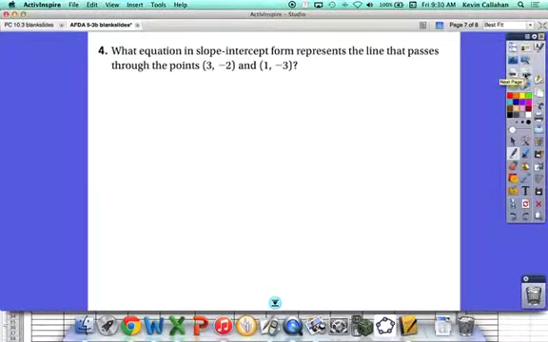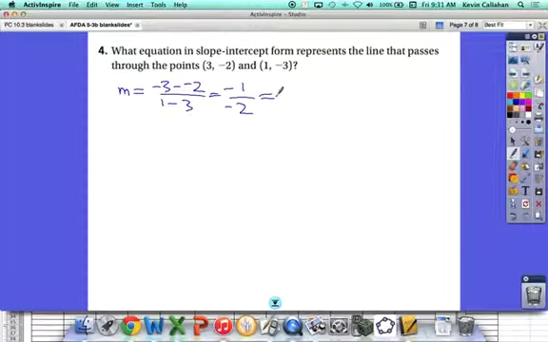Let's try it again. This one without the steps all written out. So again, step 1 is find the slope. What is the slope between those 2 points? -3 minus -2 in the numerator. 1 minus 3 in the denominator. Simplify. What's -3 minus -2? It's like -3 plus 2, which is -1. Okay, what's 1 minus 3? Okay, what's -1 over -2?